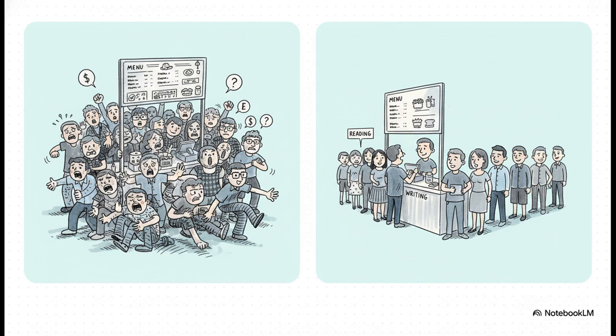So there's this pattern called CQRS. That stands for Command, Query, Responsibility Segregation. And it solves this by creating separate lines. One line is just for writing new data, placing an order, and a completely different line is for reading data, like browsing the menu.